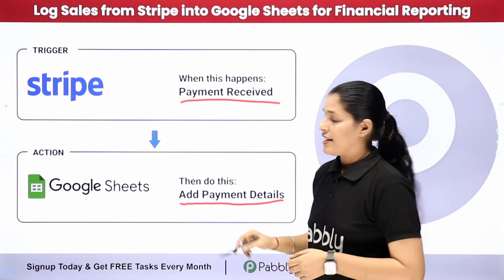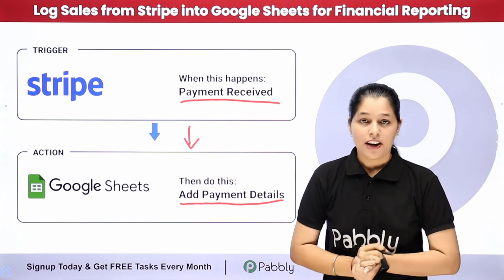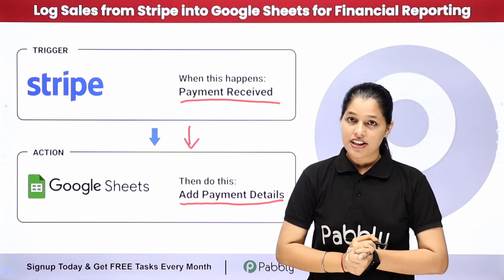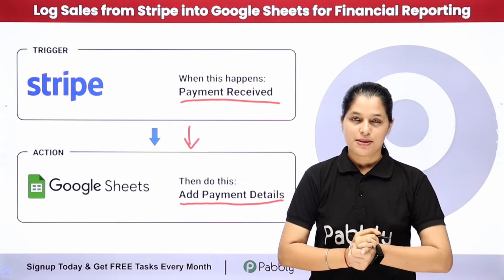For building the connection between Stripe and Google Sheet, I am going to use Pabbly Connect, which is an amazing automation and integration platform. If you also want to build this automation, then let me take you towards my screen.